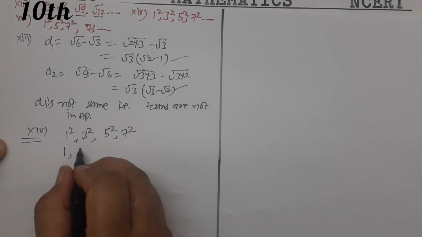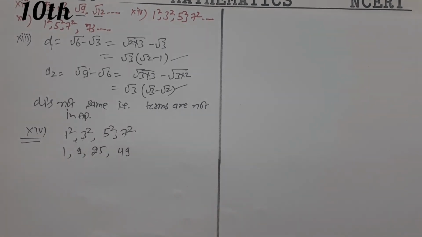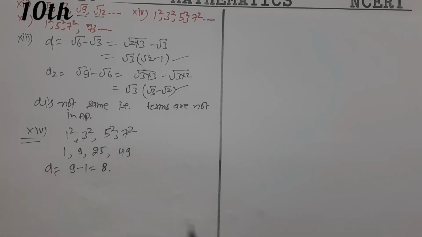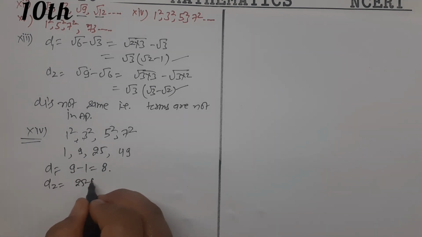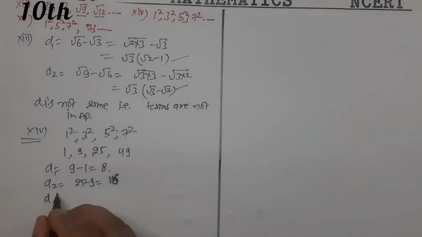Next part. 1 square 1, 3 3s are 9, 5 5s are 25, 7 7s are 49. d1: 9 minus 1, 8. d2: 25 minus 9 makes 16. Terms are not in AP because d is not the same.